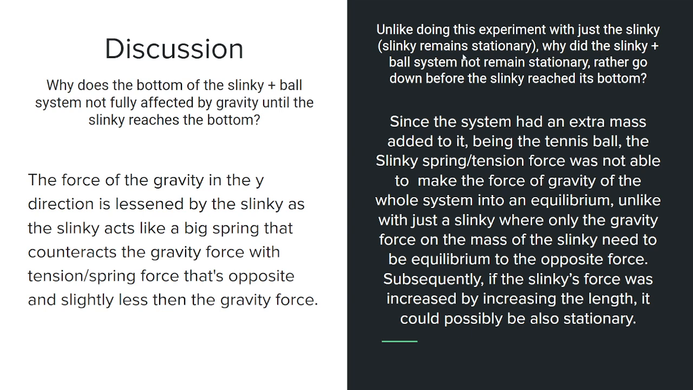Okay. And unlike doing this experiment with just a slinky, where the slinky would remain stationary, why did the slinky plus ball system not remain stationary, rather go down before the slinky reached the bottom? Since the system has an extra mass added to it, being the tennis ball, the slinky spring/tension force was not able to bring the gravity force of the whole system into equilibrium. Unlike with just the slinky, where only the gravity force on the mass of the slinky needs to be in equilibrium with the opposite force, which is the spring force.